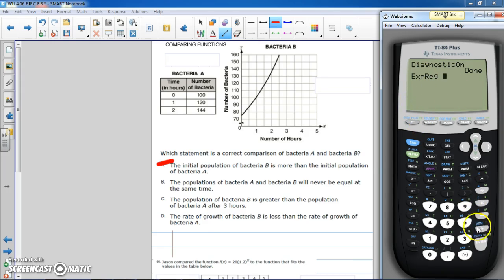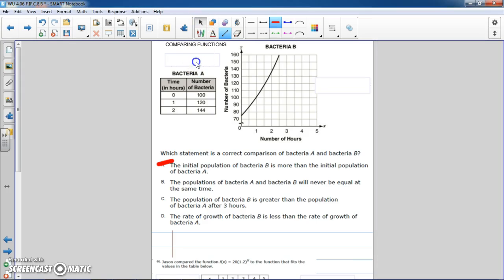All right, so I'm going to hit enter so I can get my regression equation. So my regression equation is 100 times 1.2 raised to the x power. Okay, so I'm going to just show you guys that here. Okay, that's my first function, bacteria A, 100 times 1.2 raised to the x power.